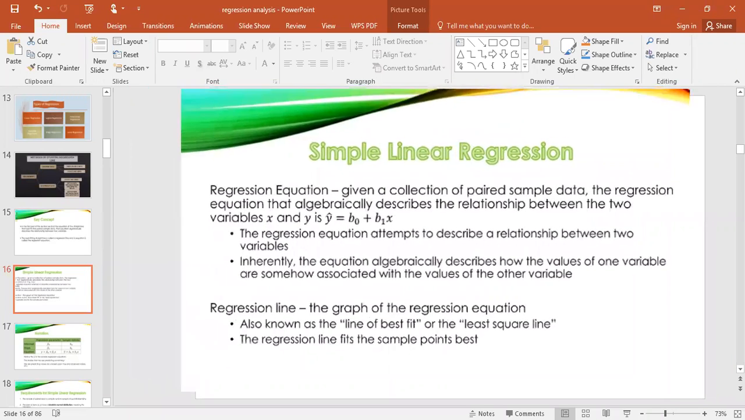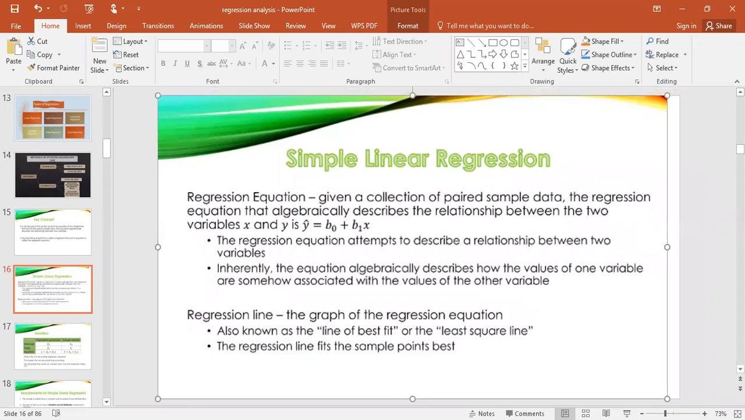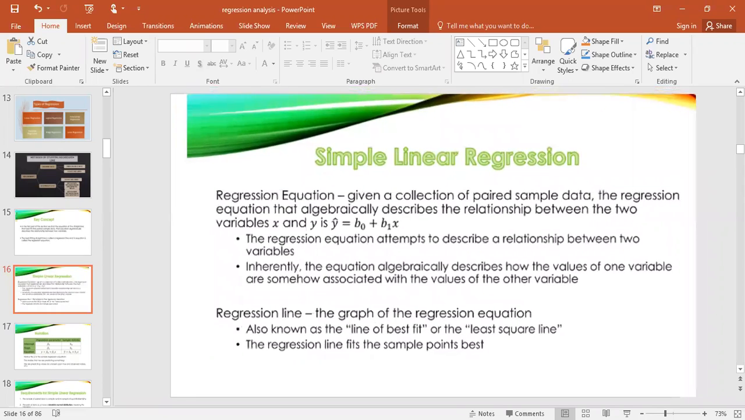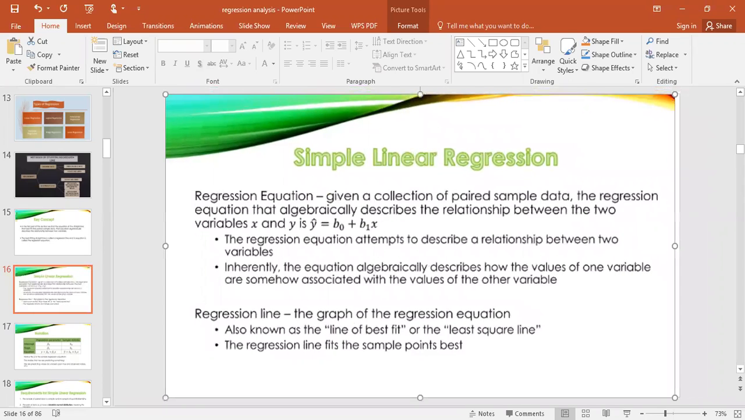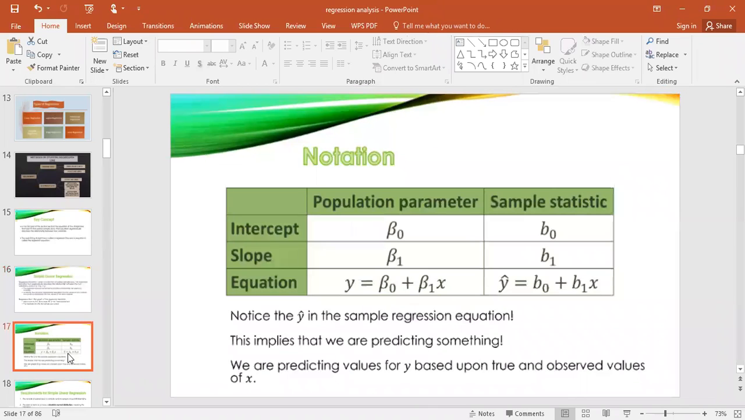Regression line. The graph of the regression equation is also known as the line of best fit or the least square line. The regression line fits the sample points best. Notation, population parameter and sample statistics. Notice the y hat in the sample regression equation; this implies that we are predicting something. We are predicting values of y based upon the true and observed values of x.